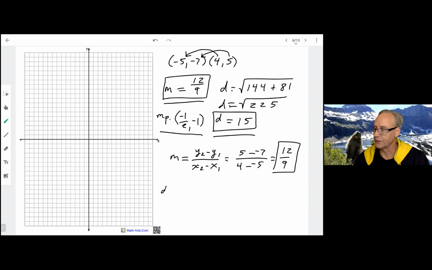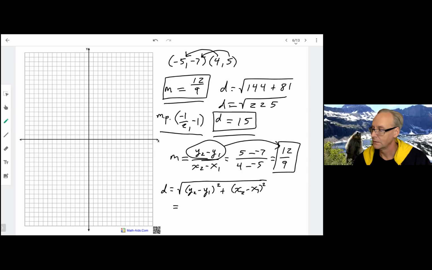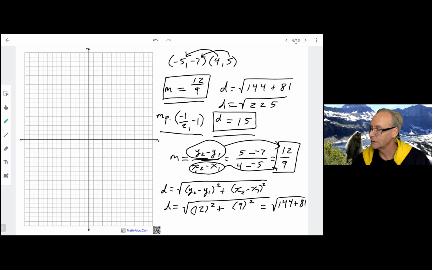And when I did the distance formula, which some people are aware is the square root of y2 minus y1 squared plus x2 minus x1 squared, all I did was take this number, which is right there, and this number, which is right there, and I took the square root of 144 plus 81, which is the square root of 225. And I'm all done. The distance was 15.